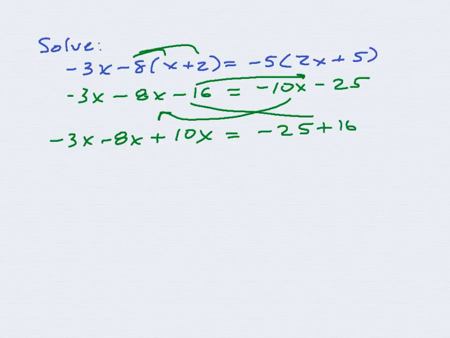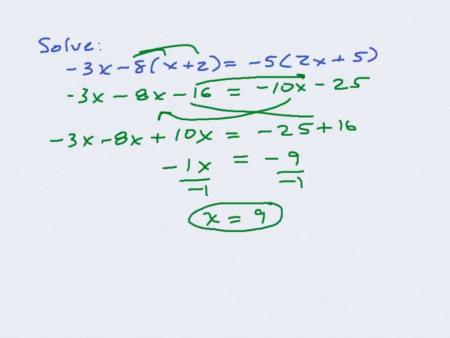So now you have letters on one side, numbers on the other. Now you have to just work with your coefficients. Negative 3, take away 8 is minus 11, and minus 11 plus 10 is minus 1x. On the right hand side, negative 25 plus 16 is going to be a minus 9. When you're asked to solve, you want to get the x by itself. So you're going to divide both sides here by negative 1 to clear the negative 1. So x is going to equal negative 9 divided by negative 1, which is going to be a positive 9.